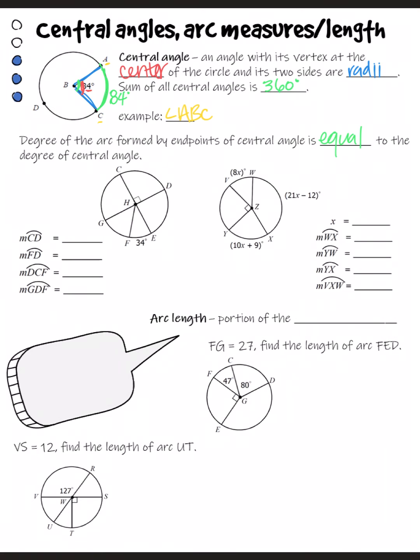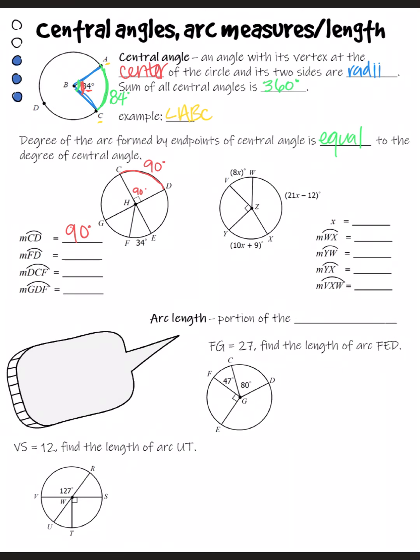So let's look at this first example. We've got this central angle CHD, and it's marked with our little square, meaning it's 90 degrees. So since this central angle is 90 degrees, that means this arc CD is 90 degrees. Okay, so let's look at what we are being asked for. We want to know the measure of arc CD. So we already said that that was 90 degrees.